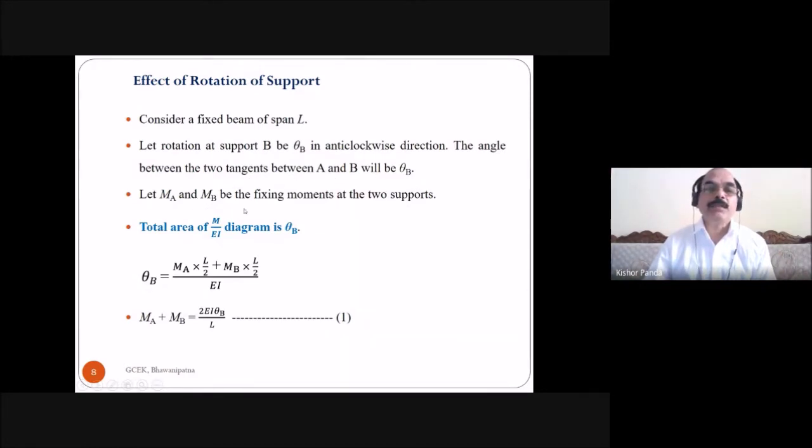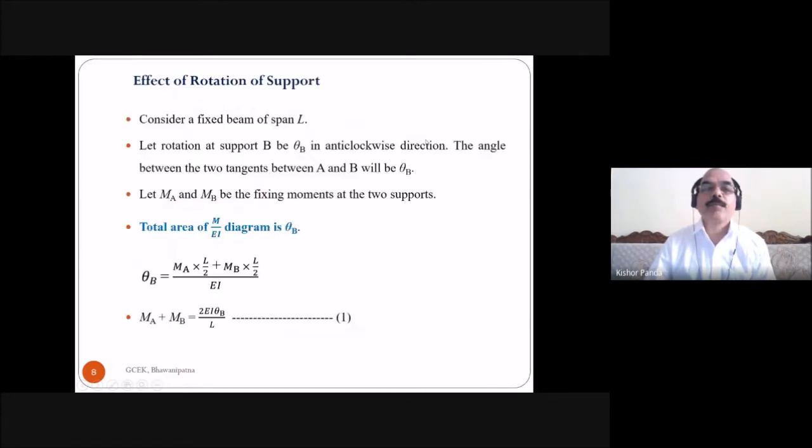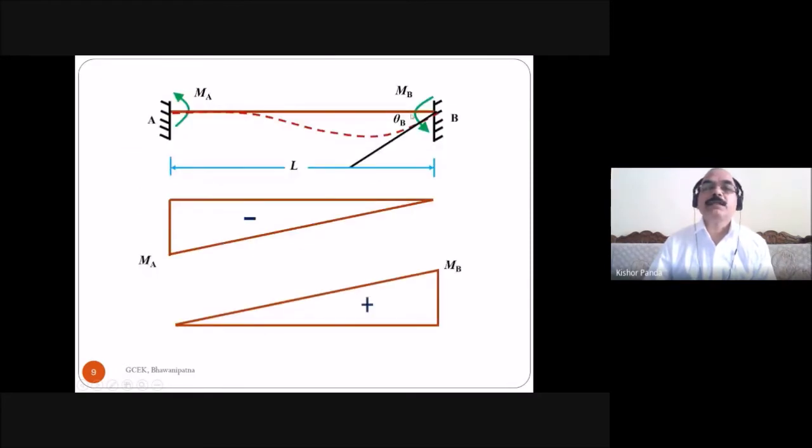Let MA and MB be the fixing moments at the two supports. We will find out these two moments due to the rotation of support B. Here you know, this is the theta angle, because when you draw a tangent at A, it will pass through the axis of the beam, that is passing through the point B. And when you draw another tangent at B, the angle between these two tangents is theta b.